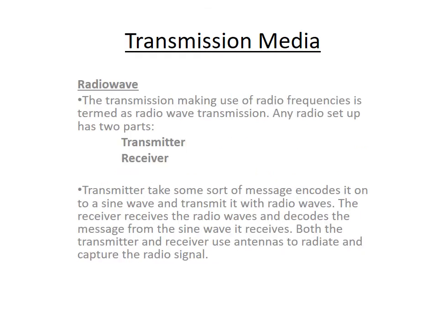Radio wave. The transmission making use of radio frequencies is termed as radio wave transmission. Any radio setup has two parts, transmitter and the receiver. The transmitter takes some sort of message, encodes it onto a sine wave and transmits it with radio waves. The receiver receives the radio waves and decodes the message from the sine wave it receives. Both the transmitter and the receiver use antennas to radiate and capture the radio signals.